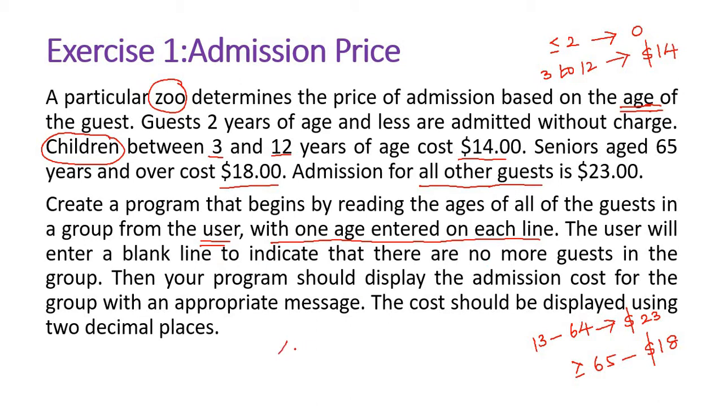Say for example there are 4 people. So first time you are entering some age, second time some age, third time some age, fourth time some age. For the 5th time you have to enter a blank line, so that the program should understand that your group is over, your family members are over. Then it has to calculate the admission cost and display the appropriate message. And the cost should be displayed using 2 decimal places.